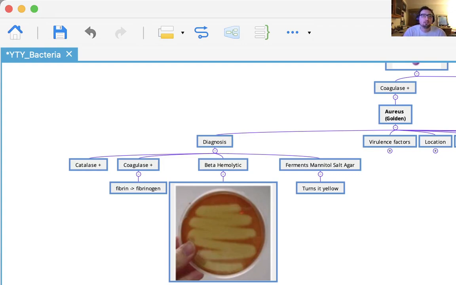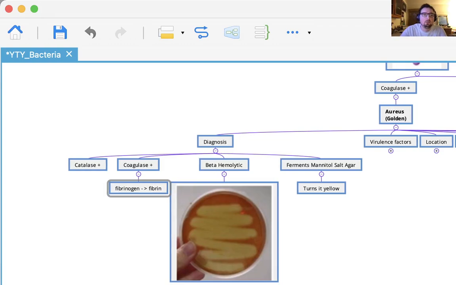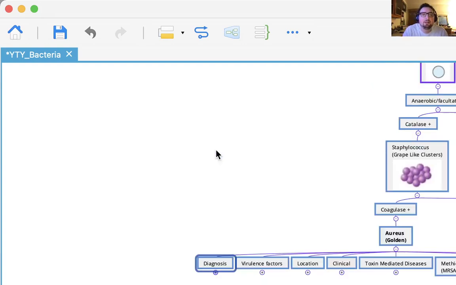So, diagnosis. Key: catalase positive, coagulase positive, and that coagulase is important for converting fibrinogen to fibrin. It's beta hemolytic, as you can see here on this nice plate, and it ferments mannitol salt agar. It's going to turn mannitol salt agar yellow. Next, let's talk about its virulence factors.